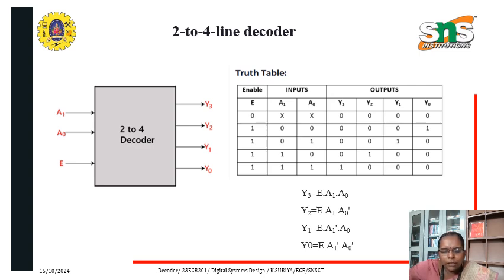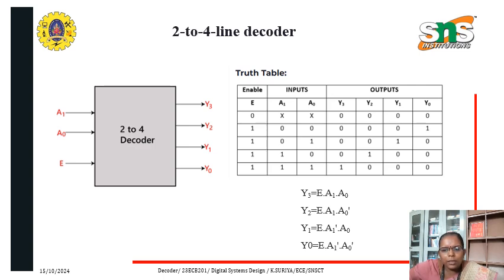In the truth table, if the enable input is 0, whatever may be the inputs A0 and A1, you will not get output in any of the 4 outputs, as shown here as 0, 0, 0, 0 in Y0, Y1, Y2 and Y3. When the enable input is 1, 4 combinations are possible: 0 0, 0 1, 1 0 and 1 1 for the two inputs A1 and A0.